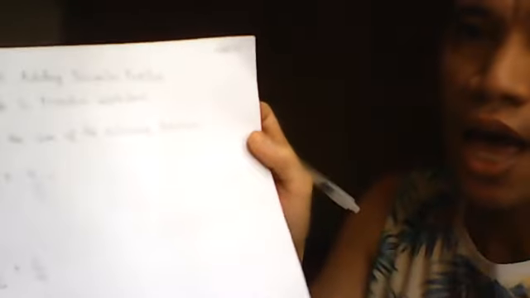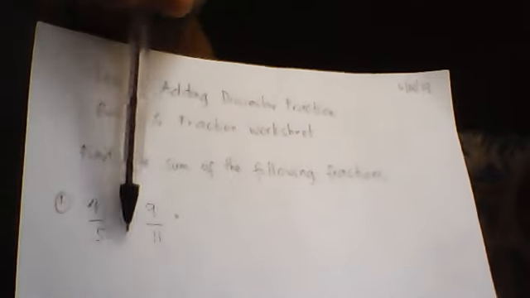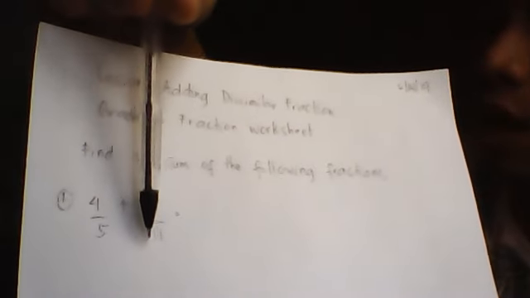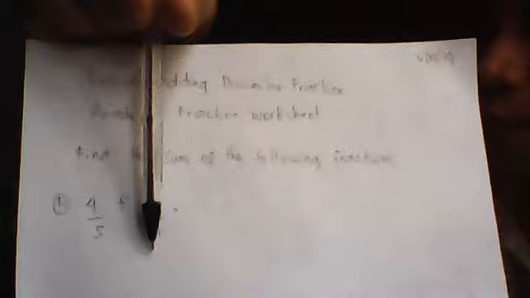First, in adding dissimilar fractions, nakikita nyo po, okay, ganito. First, we are going to get the LCD of 5 and 11. Kung nakikita nyo guys, ito po, 5 and 11. So we get the LCD of 5 and 11 of the first fraction, then the second fraction. The first fraction is 4/5 plus 9/11.